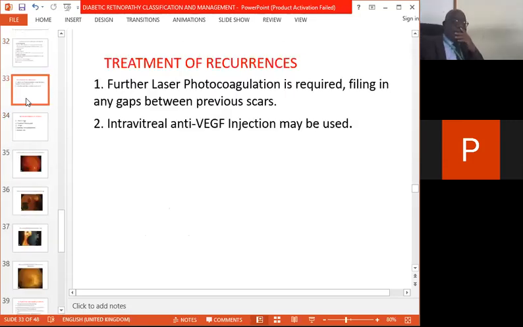Treatment of recurrences, as I was saying, retreatment. Further laser photocoagulation is required, filling in any gaps between the previous scans. You go in. Or you use what is called intravitreal anti-vascular endothelial growth factor. This is injecting this growth factor there. It is anti-vascular endothelial growth factor, so it's against the growth of new vessels. We inject in the vitreous. Then after some time, you keep reviewing the patient. In most of them, all the vessels which are there start disappearing.